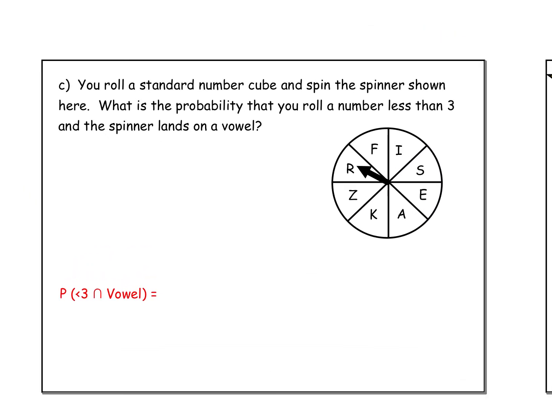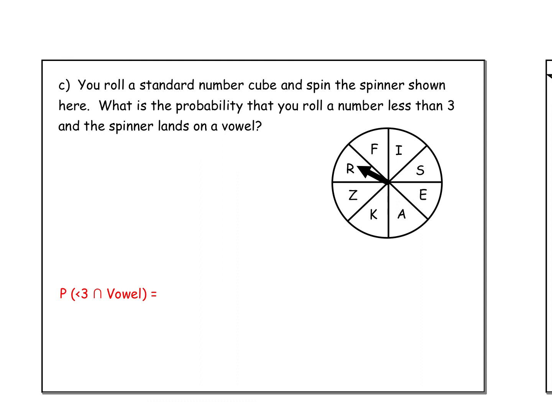You roll a standard number cube and spin the spinner shown here. What's the probability that you roll a number less than 3? And I want you to notice the notation here. Probability less than 3 and, which is intersection. It's this upside down U. And the spinner lands on a vowel. So go ahead, do this with your group, and then we'll go over it.